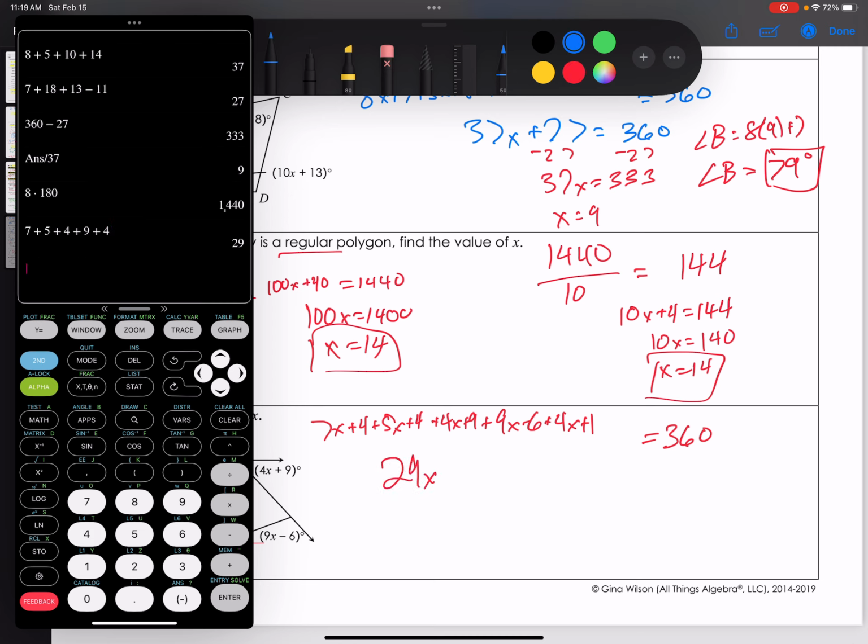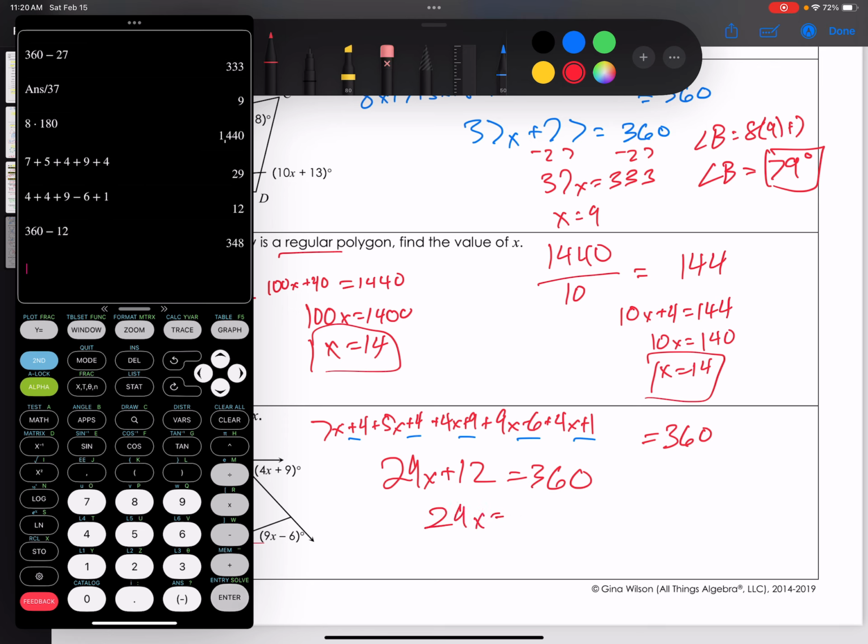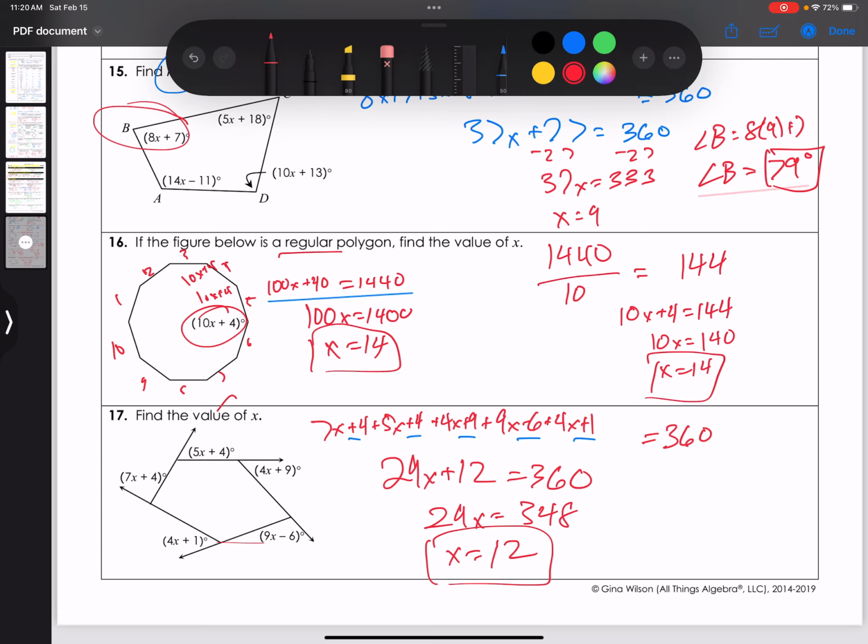And then let me underline my constant so I don't get lost again. All right, so we got 4, we got another 4, we got a 9, we got a minus 6, and we got a plus 1. So we got a 12. So 29x plus 12, let me change back to red, equal to 360. So let's do 360 minus 12. Gives me 29x is equal to 348. Divide by 29. And we get x is 12. And that was it. So find the value of x. We're good to go. We're done.